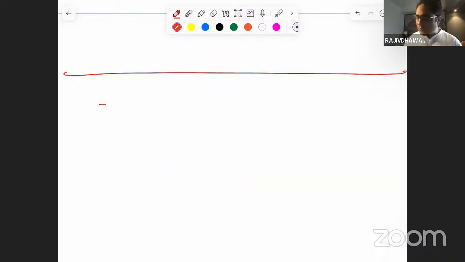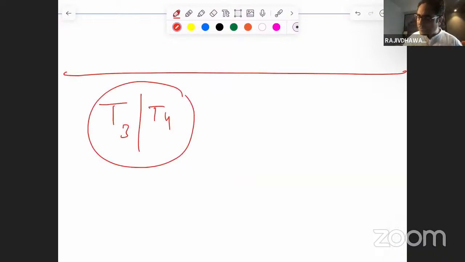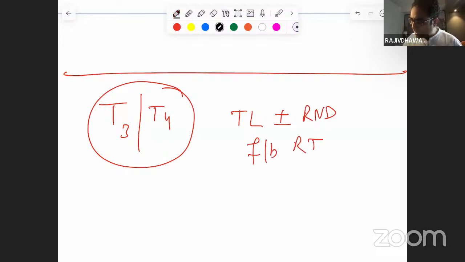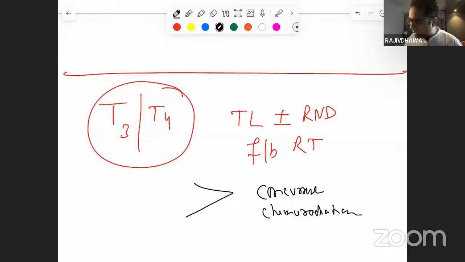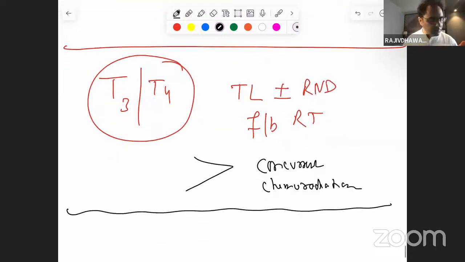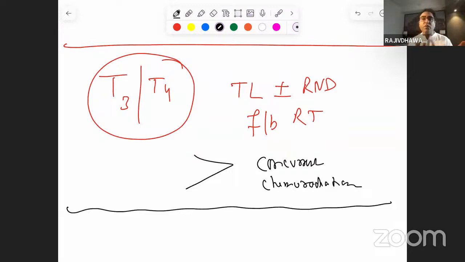Anyone, beta? What is the best treatment for T3 and T4 laryngeal carcinoma? Of course, total laryngectomy plus minus radical neck dissection followed by radiotherapy. If not given the choice for NEET PG, then concurrent chemoradiation. I'm touching upon all the controversial questions I have been seeing on Instagram, Telegram, etc. So what is the best treatment for T3, T4 cancer? Total laryngectomy plus minus radical neck dissection followed by radiotherapy. If by chance the choice is not mentioned, or the patient is not willing for laryngectomy surgery, then concurrent chemoradiation, beta.